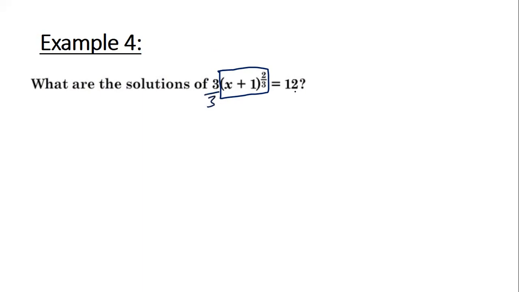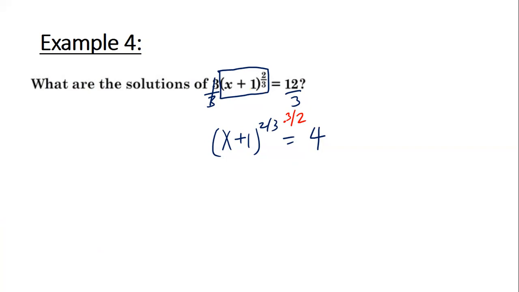Divide it. Perfect. So I divide both sides by 3, and I'm left with x plus 1 to the 2/3 equals 4. Okay. The next thing it said to do first is to find the reciprocal of the exponent. So the reciprocal of 2/3 is 3/2.